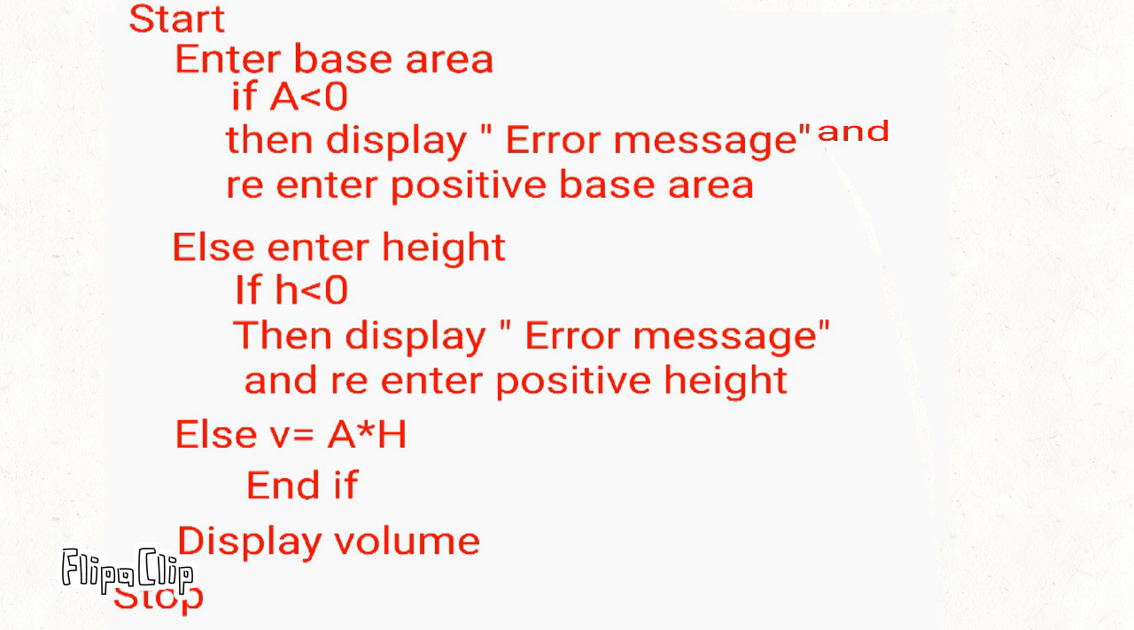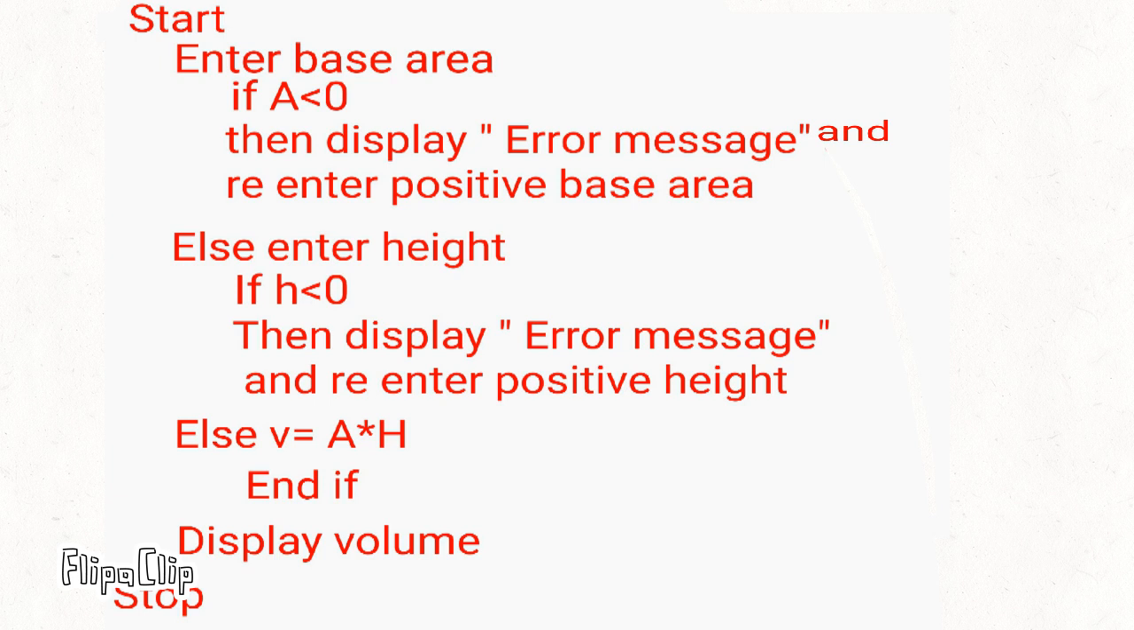Then after if, you check in your diagram, there is display error message. That is also going to come in the pseudocode, but this time the then display is going to be in the same line as if. So you're going to say then display, then open your quotation marks, error message, close them, then you write and re-enter positive base area. After that you come to else. So else should be in the same line as enter base area, which you wrote earlier under start.